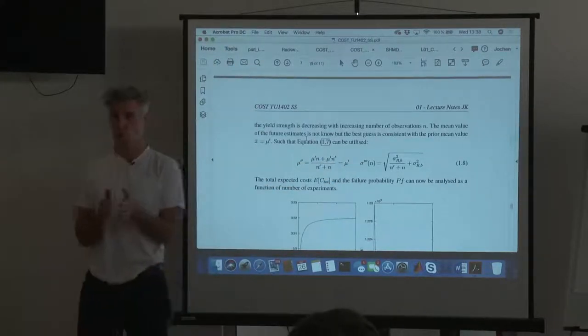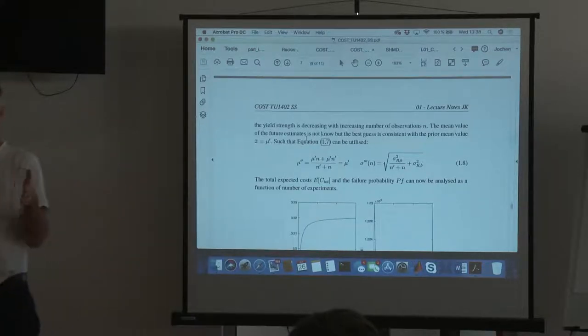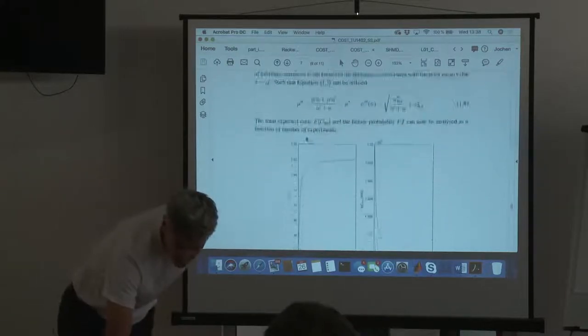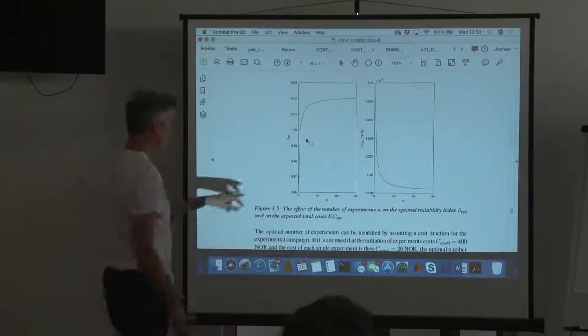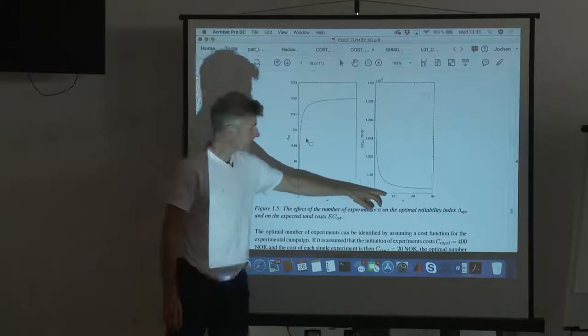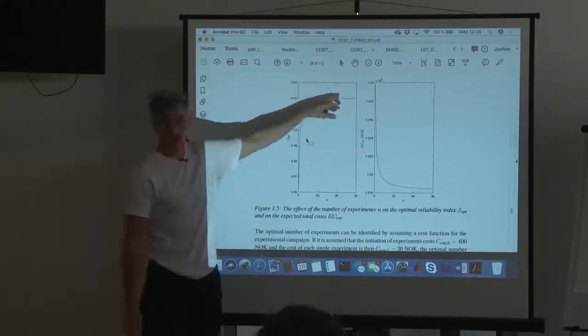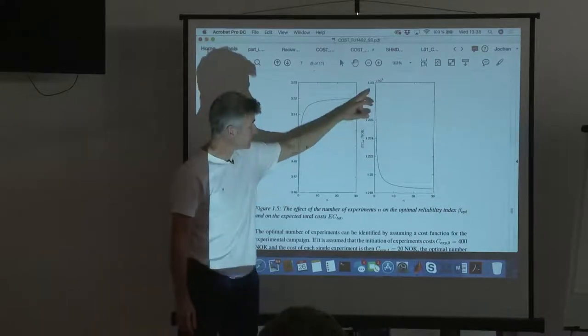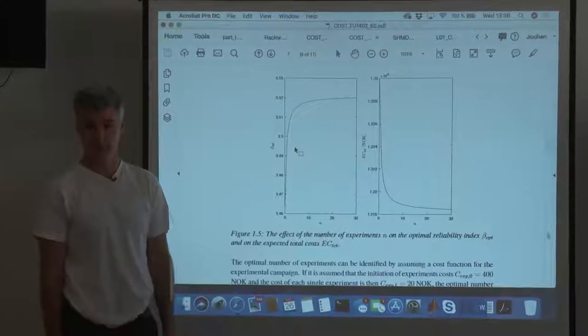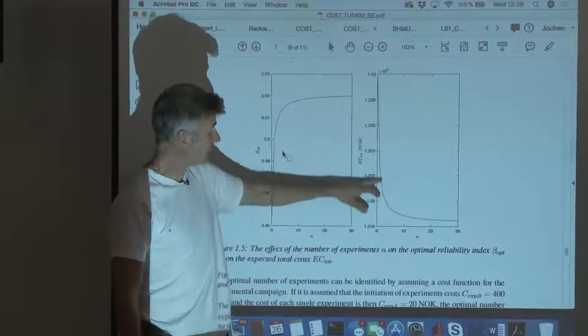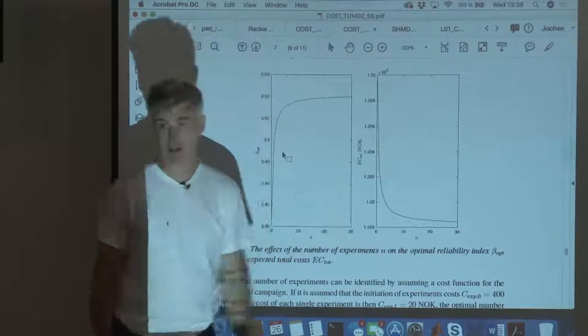And now we want to express the functional relationship, for instance, of the failure probability or of the beta index with an increasing number of observations, right? And this is what we do here, before we go into the optimization. So here we have the number of observations. And this is the effect on the reliability index. And this is the effect on the expected cost. So the expected cost goes down dramatically with the number of experiments.